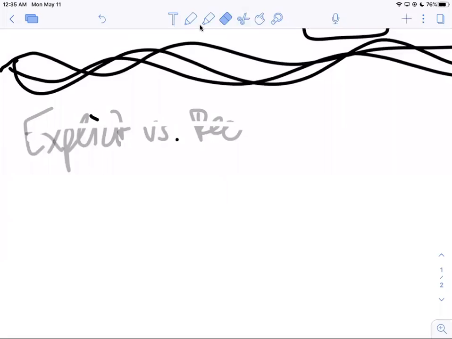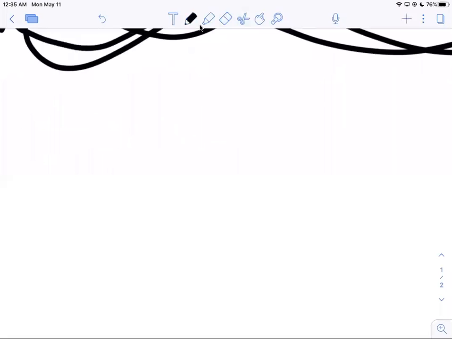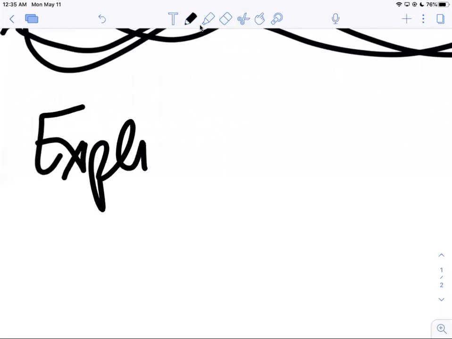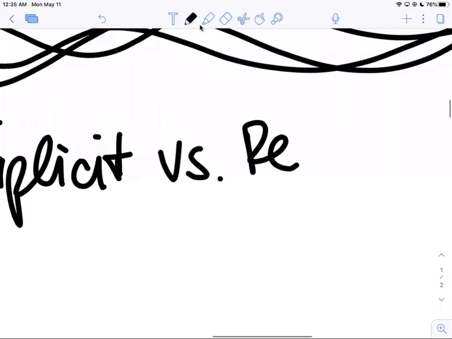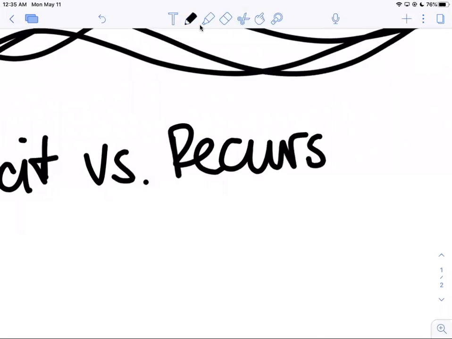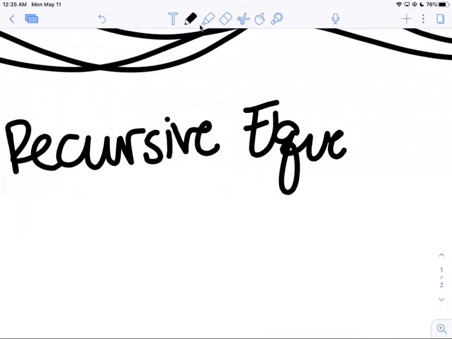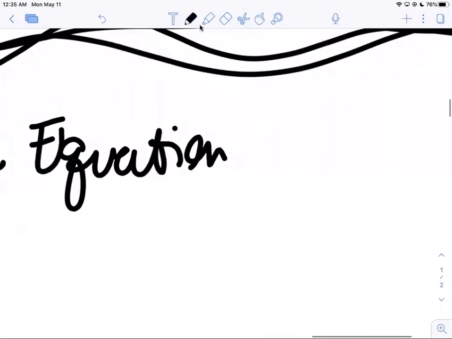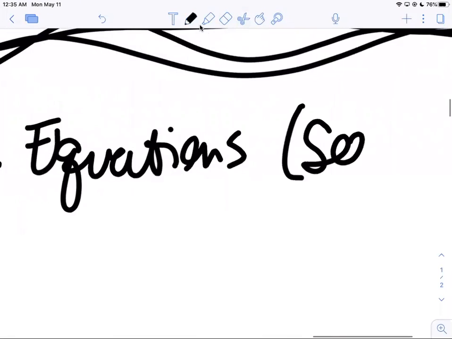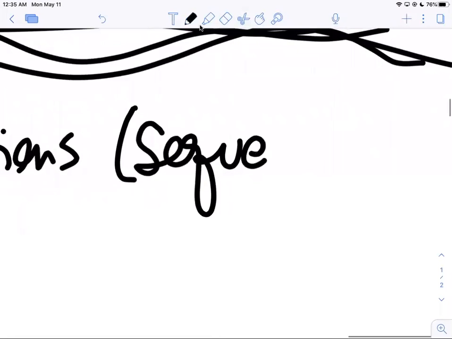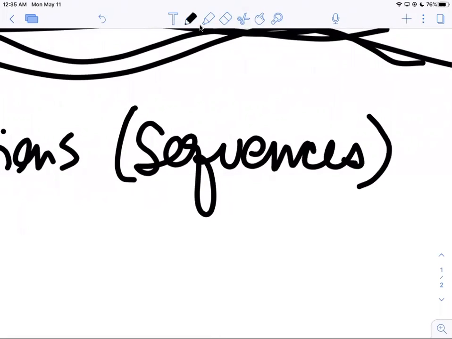Let me try again. This is a mess. Explicit versus recursive equations. And this deals with sequences. So I'm going to write sequences next to it. Sequences is not the sum, it's just the list of all the numbers.